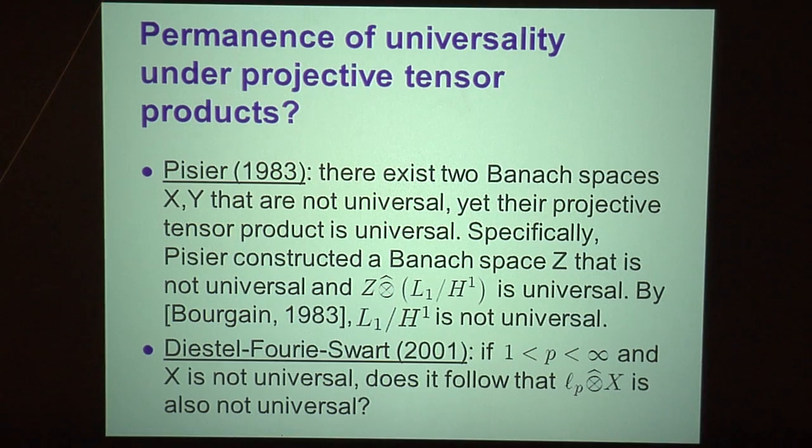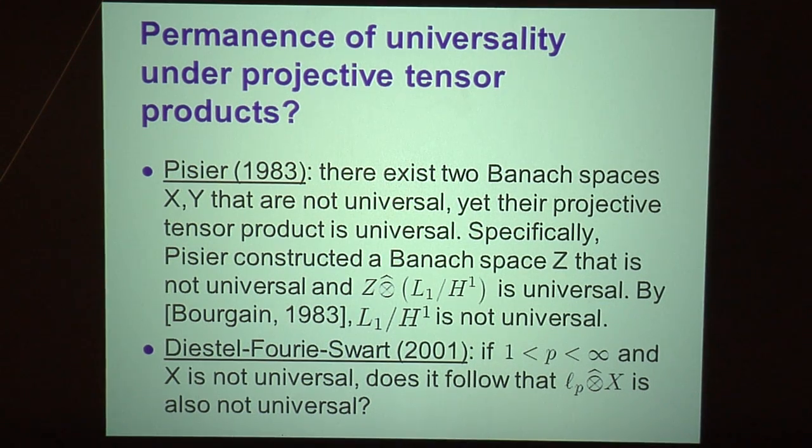Today I'm just focusing on universality, but this is a big area. There are many geometric properties that you can ask: if X has them and Y has them, does the tensor product also inherit them? There is actually a remarkable theorem of Pisier. It's an absolutely beautiful construction. He proved that there are two Banach spaces, X and Y, both not universal, so they both do not contain everything. Yet their tensor product does contain everything.